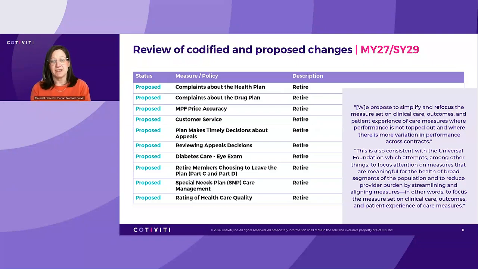I'm going to address the remaining MY27 changes as one big group, all of the measures on this slide. November 2025's proposed rule contains sweeping changes to the star ratings program. CMS proposed to retire all of the measures listed here, most of which fit into the operations category. Their stated intention was to simplify and refocus the measure set on clinical care, outcomes, and patient experience of care measures.